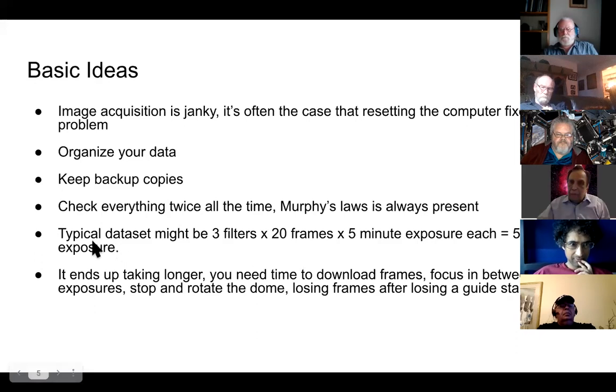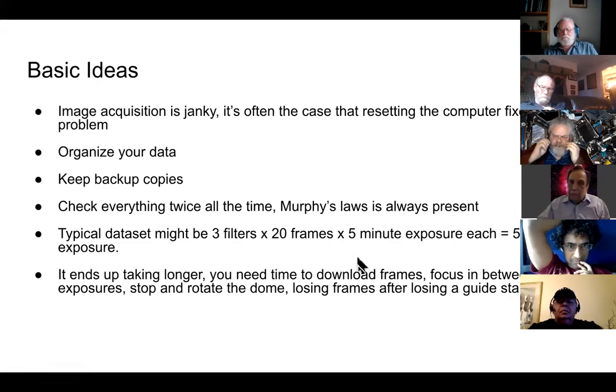And a typical data set at a night, I'll give you some idea how long it takes. You take 5 minutes exposure per color. So we've got R, G, and B filters through which the light is being collected in the CCD. So you've got 3 filters, RGB, and then you've got 20 frames each. So with 5 minute exposure, you're talking easily about 5 hours of exposure time.